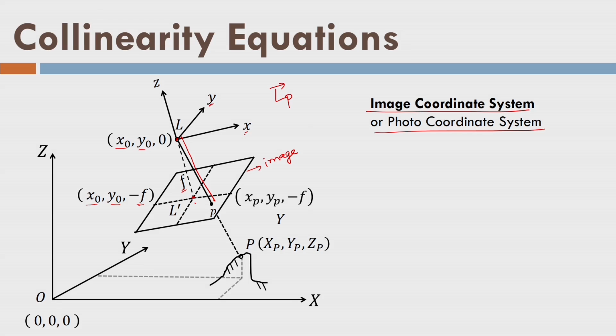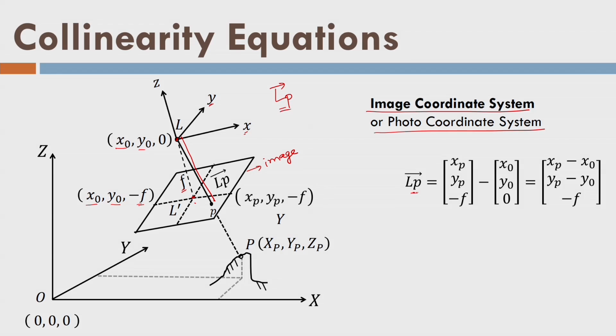Now, how can I find out the LP? Okay, LP is the coordinate of P minus the coordinate of L. So, the coordinate of P and the coordinate of L is this, between L to P, and I get it. So, that is the image coordinate of point P in the image coordinate system, LP in the image coordinate system. It is still not in the object coordinate system.